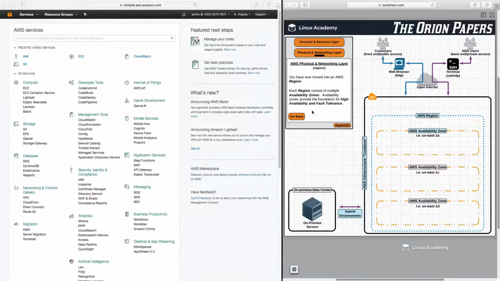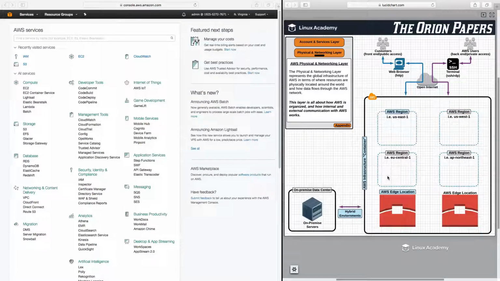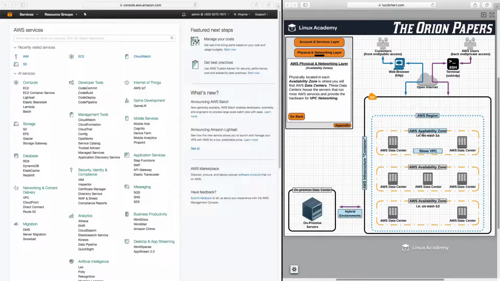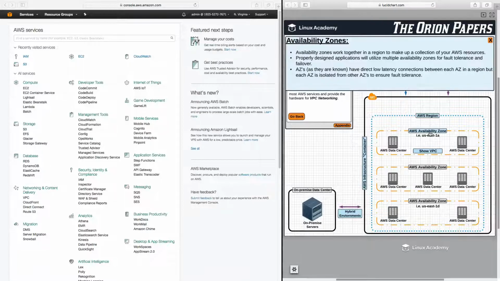So again, understanding that, go back here, that AWS is made up of regions and edge locations. Within each region, there are multiple availability zones. So looking at an availability zone, the availability zones are where the actual data centers are located. So within a region, there's generally 3 or 4 availability zones. And availability zones, taking a look at the definition of these, work together in a region to make up a collection of AWS resources.